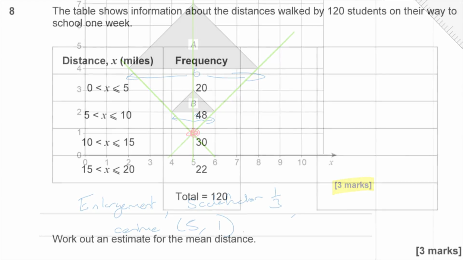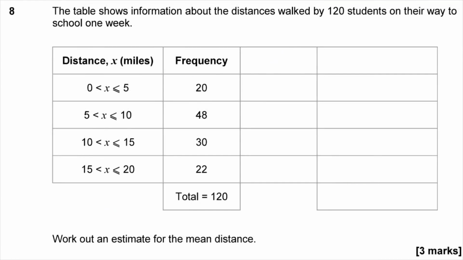3 marks. Question 8. The table shows information about the distances walked by 120 students on their way to school in 1 week. And you can see that we've been given a grouped frequency table for those distances. So I've got 0 to 5. There are 20 students who walk between 0 and 5.